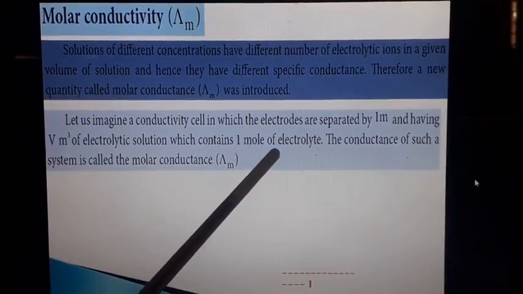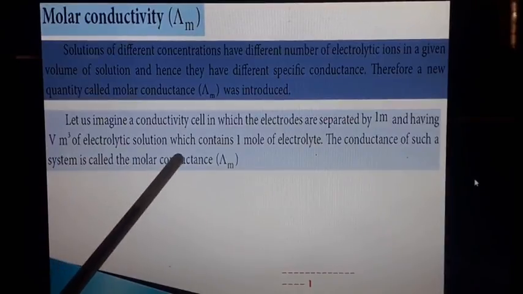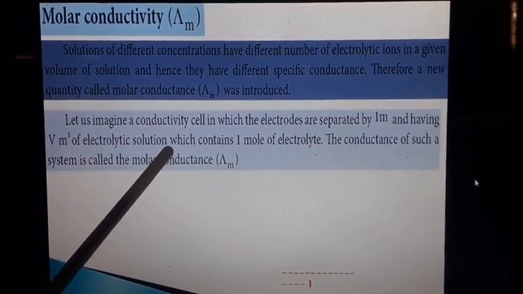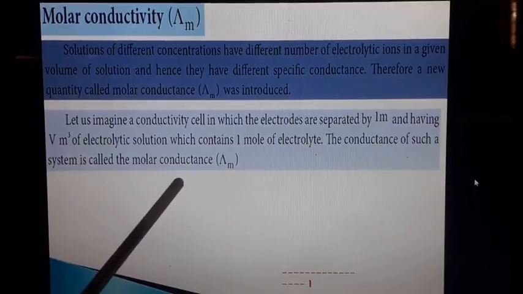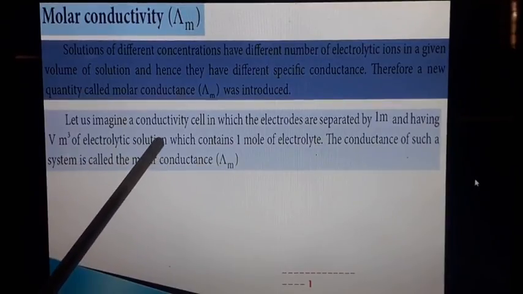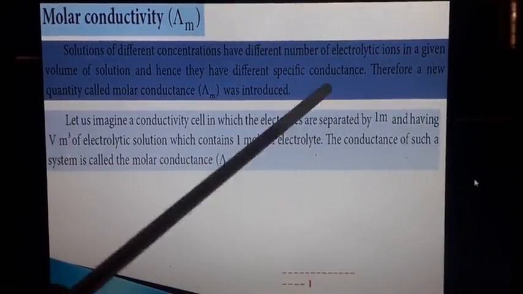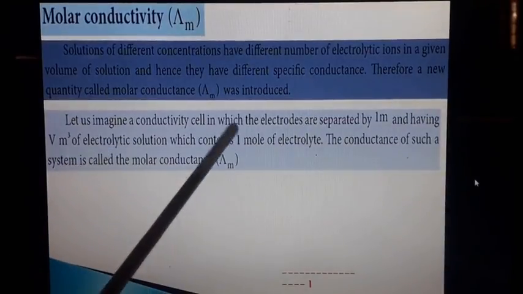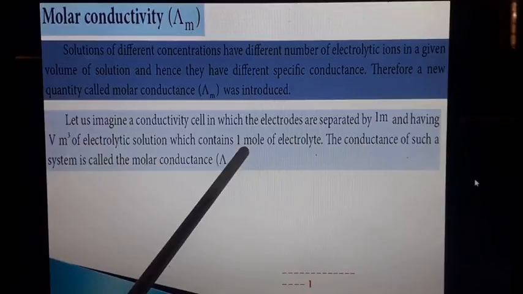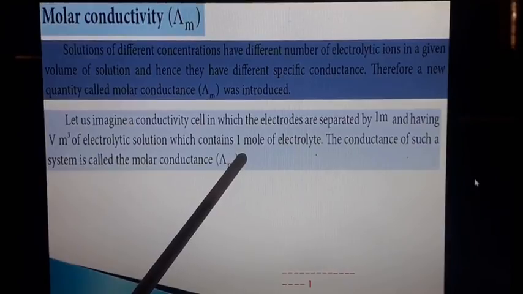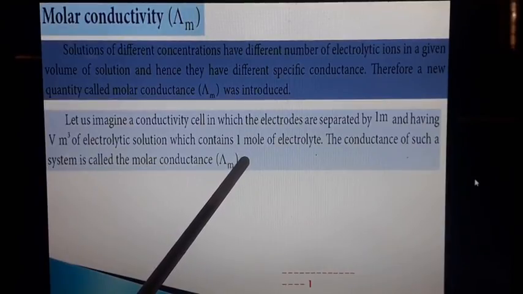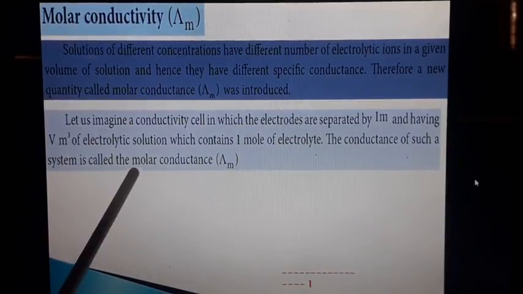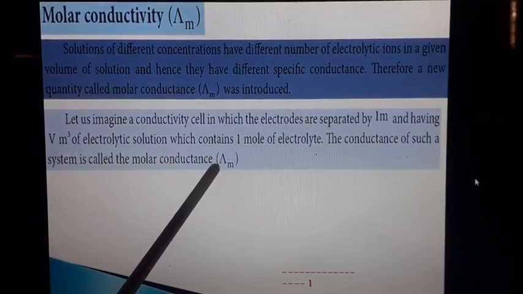Such conductance is called molar conductance. This is the definition of molar conductivity. There are 3 conditions: the distance between the electrodes is 1 meter, the volume is V m³, and the solution contains 1 mole of electrolyte. This conductance is called molar conductance, lambda m.